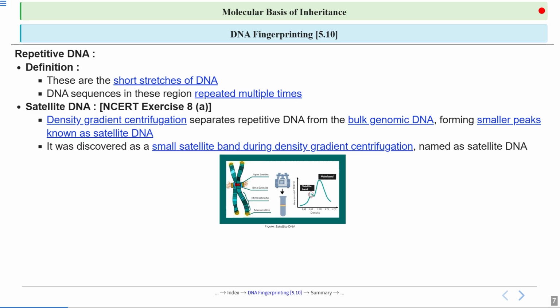So what we understood from this slide is that repeated DNA consists of short stretches of DNA in which the sequence is repeated multiple times. When density gradient centrifugation is done for the bulk genomic DNA, the repeated DNA separates out and gives a smaller peak, which is known as satellite DNA. So this is everything in this slide.